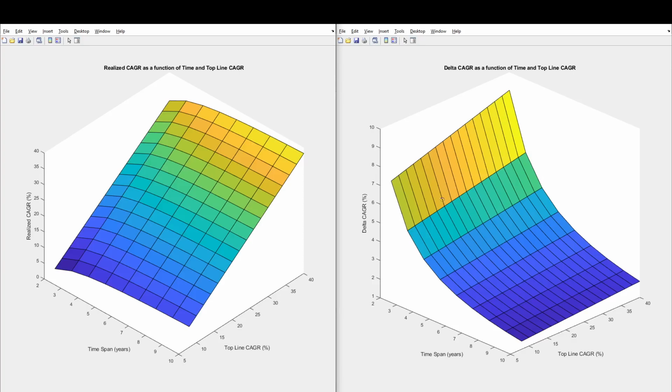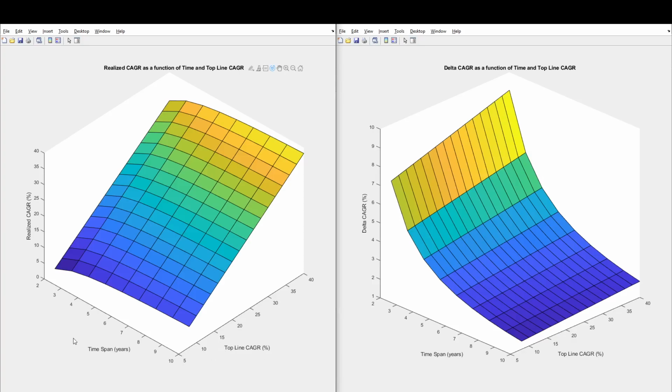But now I've actually made some plots. I'm going to explain how these work. I showed my source code up there a moment ago. You can go recreate this in whatever language you like, or you can just double check that I'm doing the calculations right. So what I've done here is I've plotted two things: realized compound annual growth rate and delta compound annual growth rate, and I've plotted them as functions of top line compound annual growth rate and the time span of the investment.